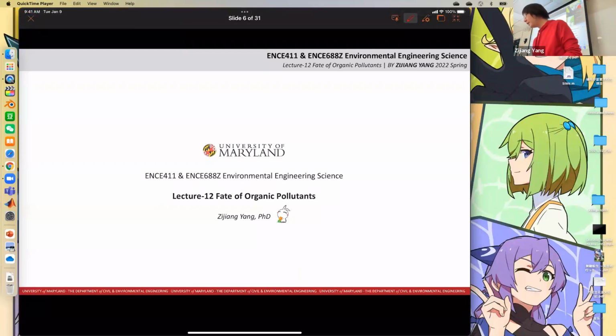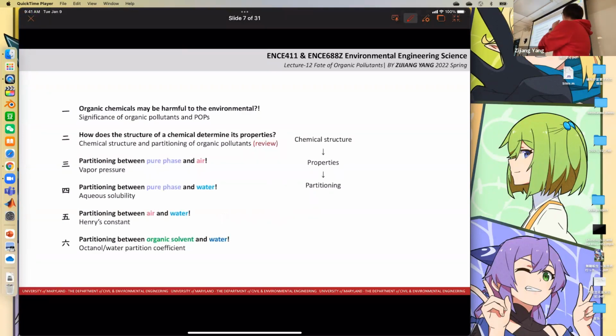So today we are going to talk about organic chemistry. And we have 5 items here. The second one is about review. So we are talking about the significance of organic pollutants in the environment. And then we'll talk a little bit about the structure or the properties of the chemical, because the chemical structure will influence the properties of the chemicals, and the physical chemical properties will determine the partitioning of the pollutants. And then we're going to talk about the partitioning of the organic matter in different phases.